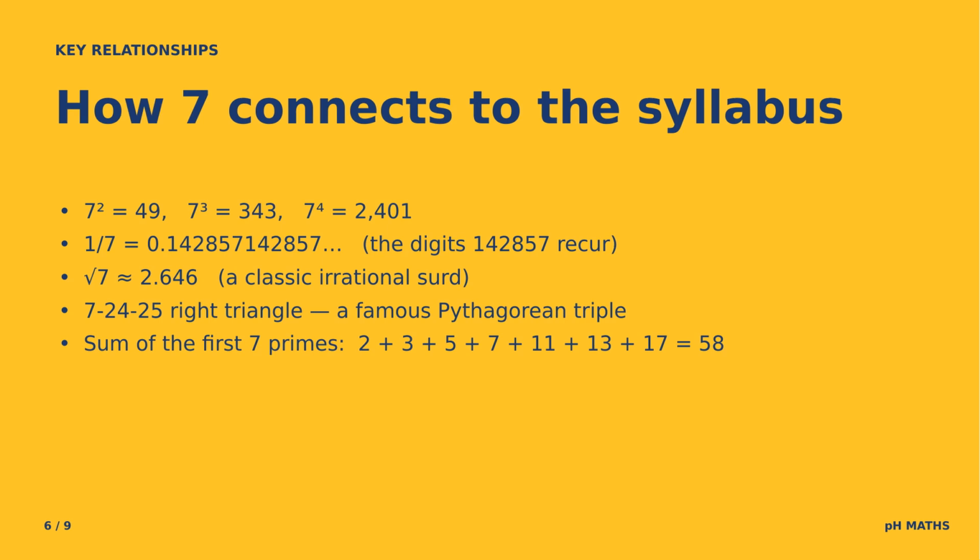And the famous Pythagorean triple, 7, 24, 25, you'll see that on a non-calculator paper at some point, and recognizing it instantly saves you a full minute of squaring.